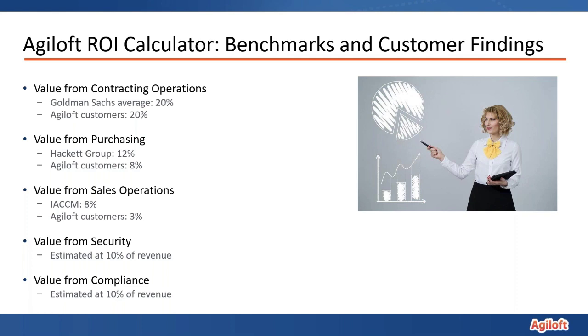The third area of value is sales operations. This is about reducing the red tape salespeople have to go through before completing an agreement. For them, the killer app is one-click contract creation and approval. I know earlier you talked about IACCM studies, and one of those studies estimates that companies are leaving up to 9% of revenue on the table. In our customer survey, our customers were able to positively identify about 3% of revenue. So for a $100 million company, $3 million a year is still a significant sum.